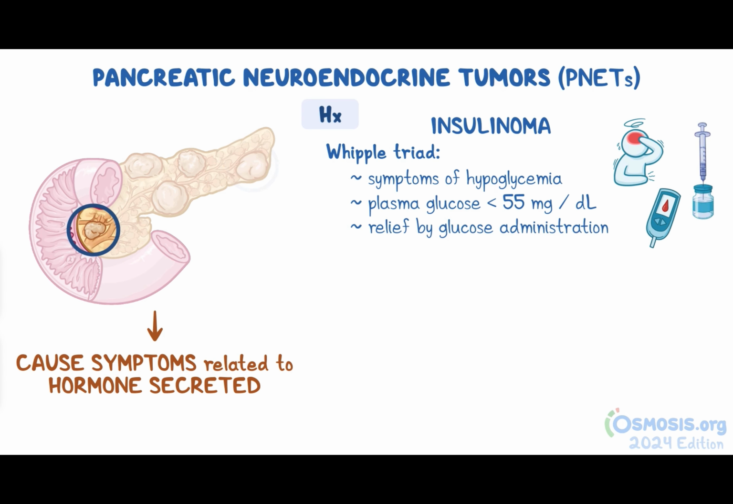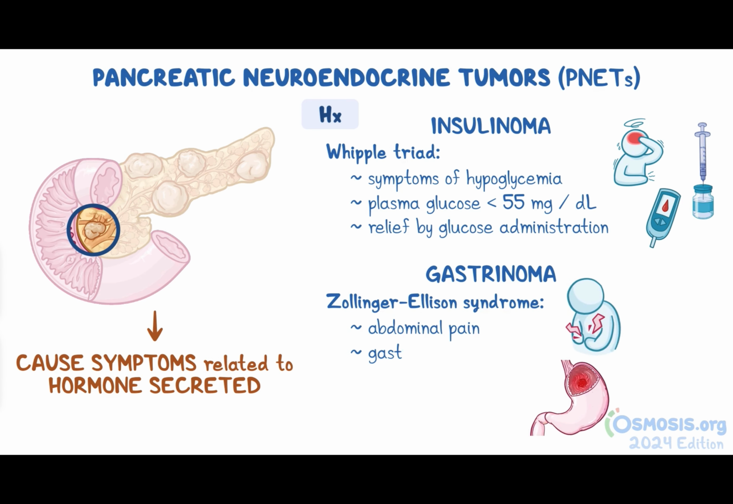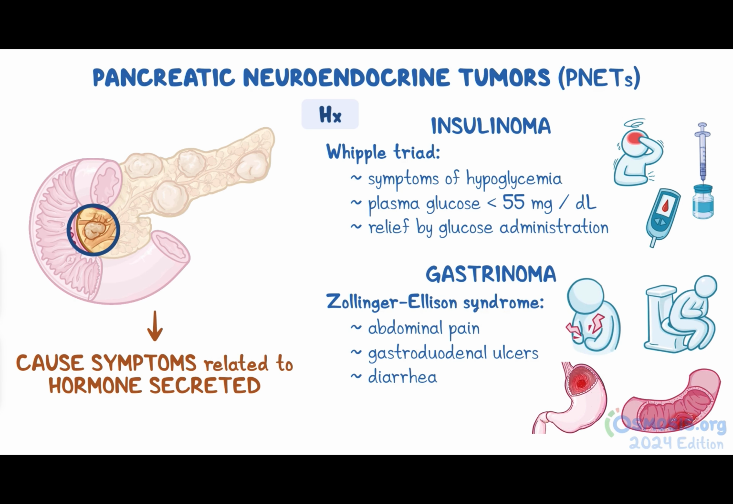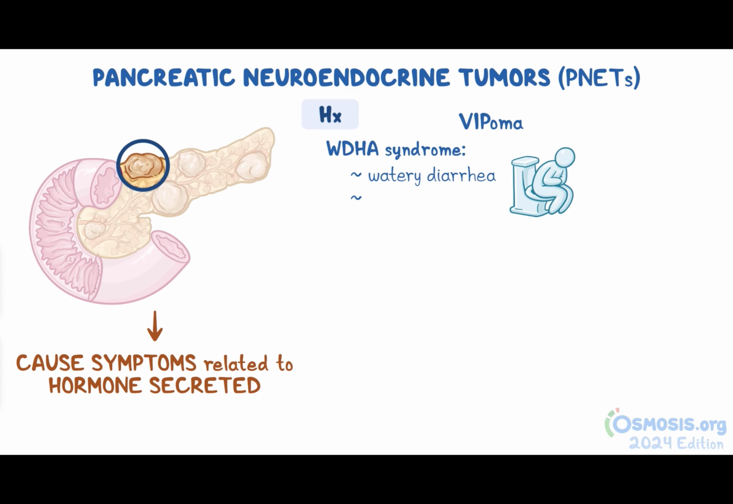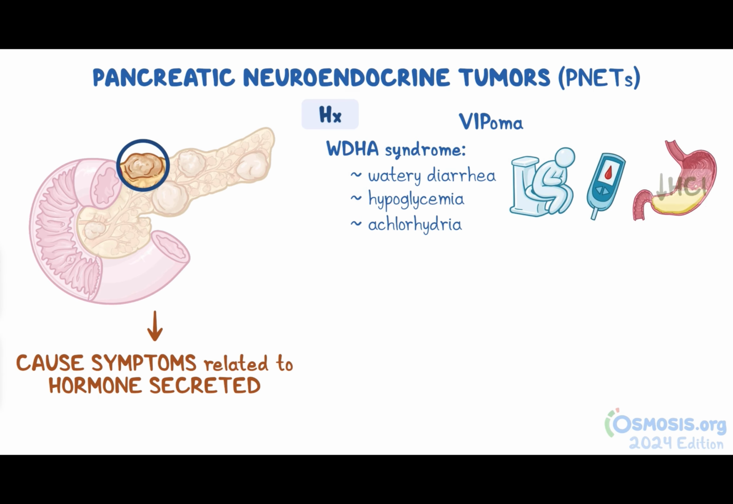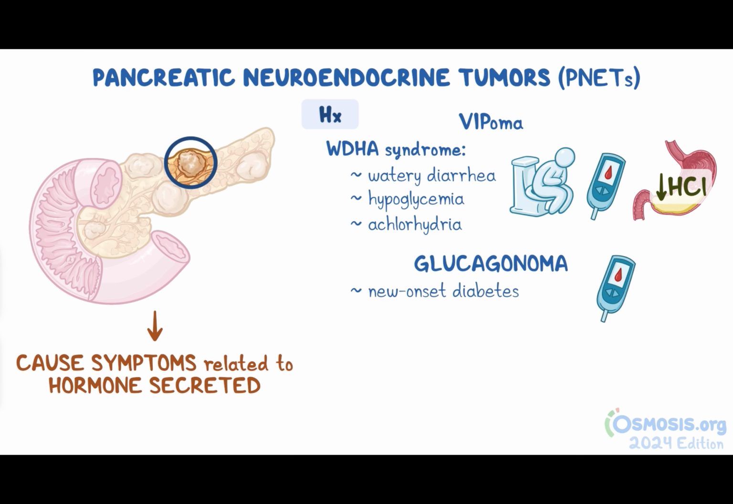The second most common PNETs are gastrinomas, which can cause Zollinger-Ellison syndrome marked by abdominal pain, gastroduodenal ulcers, and diarrhea. Other rare PNETs include VIPoma, which can cause WDHA syndrome, characterized by watery diarrhea, hypoglycemia, and achlorhydria, glucagonoma, which can cause new-onset diabetes, and somatostatinoma, which can cause gallstones.